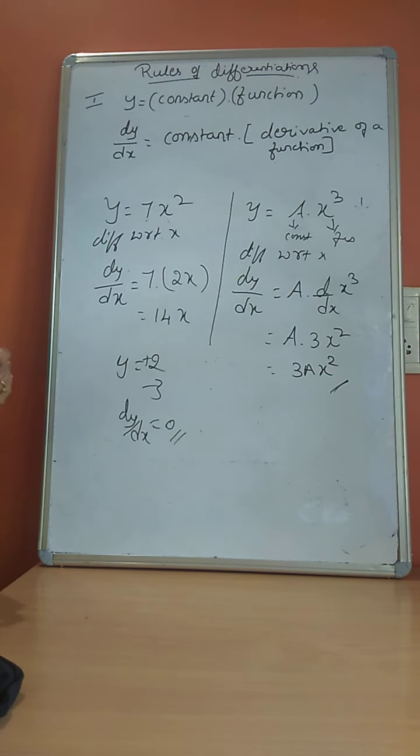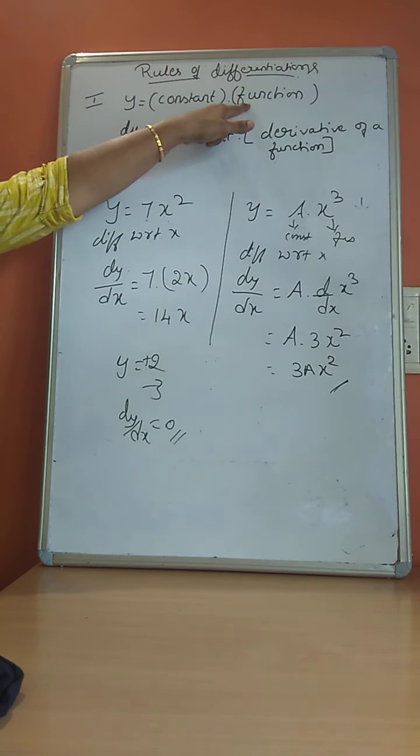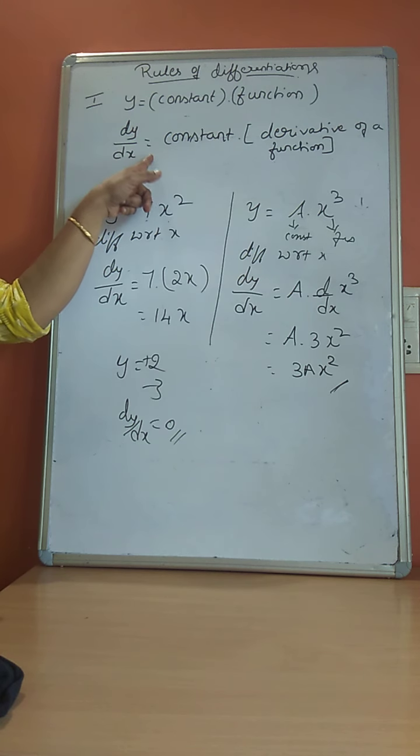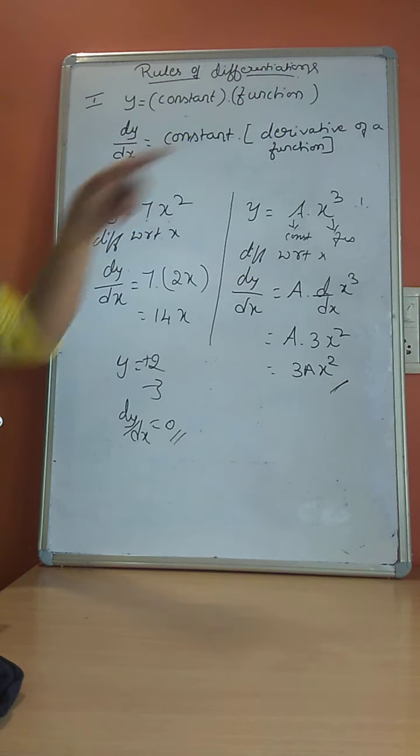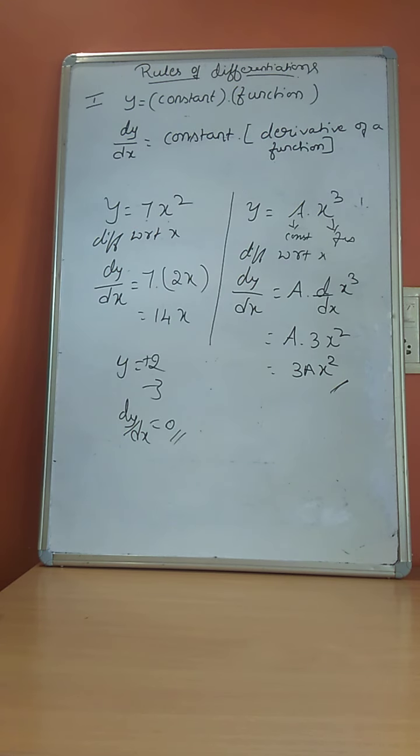If a constant into a function is there, then dy by dx is equal to what? Keep the constant as it is and take the derivative of the function. This is the first rule to find the derivative. Do you understand? Listen carefully. It's a very important rule. It is useful for both first PU and second PU. Okay?